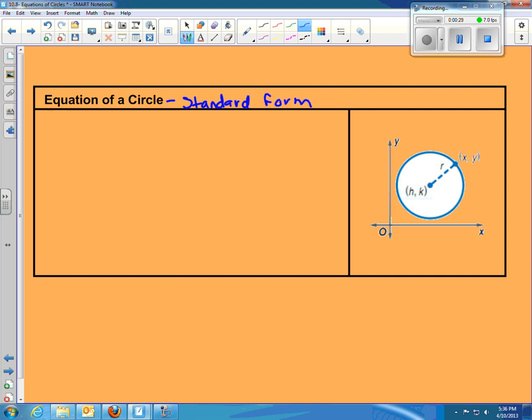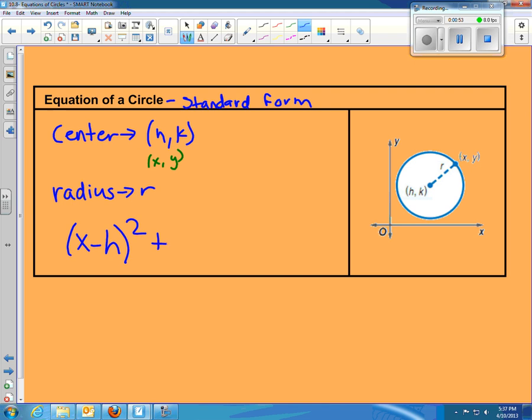We have two things. We have a center, which is a point, and we call that (h, k). Think of it this way: the h is your x and the k is your y. Then we also have our radius, and we use r to represent the radius. So our equation is (x - h)^2 + (y - k)^2 = r^2. When you plug your h and your k into the equation, they become opposite because of the minus sign.